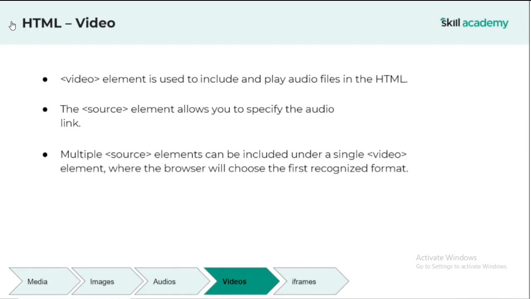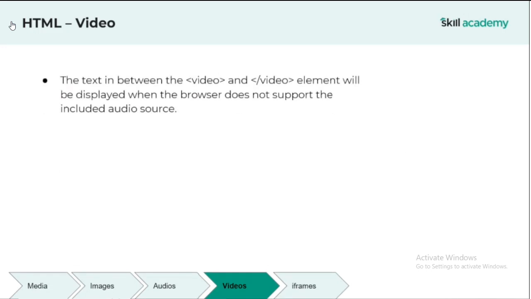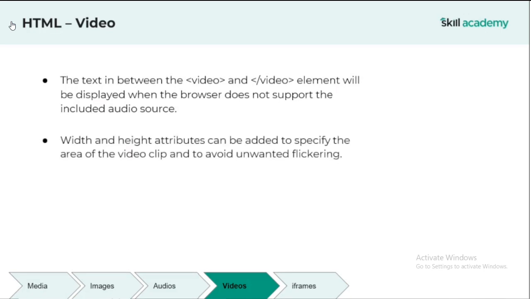Multiple source elements, guys, can be included under a single video element, where the browser will choose the first recognized format. Play, pause and volume can be controlled by using the controls attribute of the video element. So if you want to have play pause button, again you can use this attribute named controls. So the text between the video and the closing video element will be displayed when the browser does not support the included audio or video source. So guys, you can say that it is similar to your audio. Okay, so how you can display a video in your HTML page?